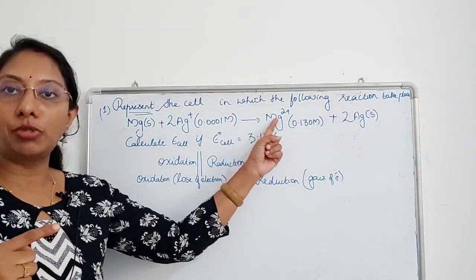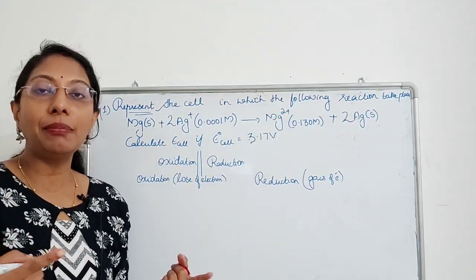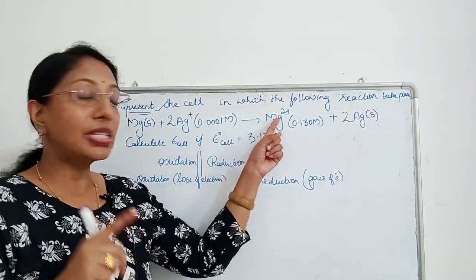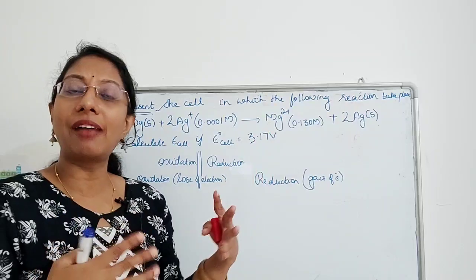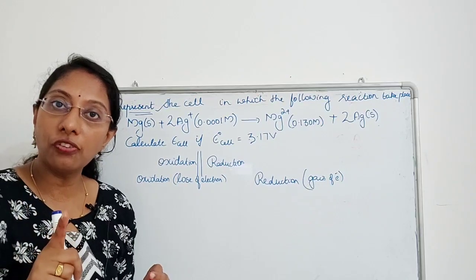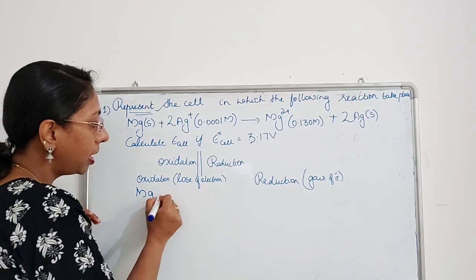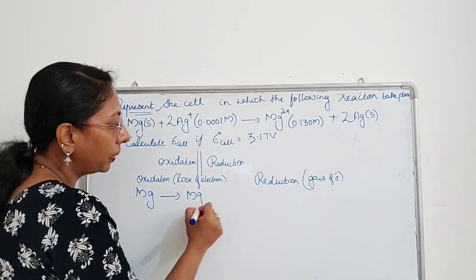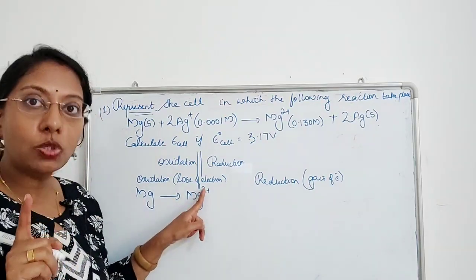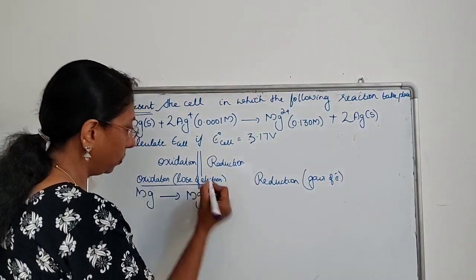Mg is converted to Mg2+. A neutral Mg has the same number of protons and electrons. Now it has a plus 2 charge, which means more positive charge. That means it has lost electrons. Losing of electron means oxidation. So Mg is undergoing oxidation and is converted to Mg2+. Plus 2 means it has lost 2 electrons.